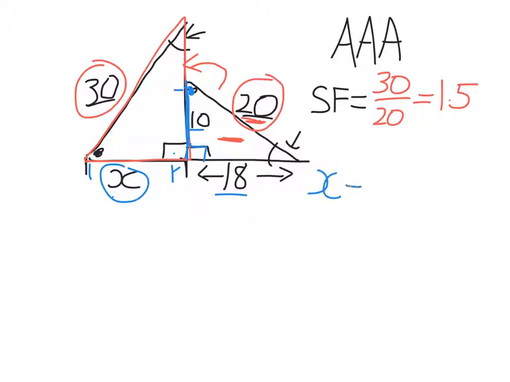So x, how do I figure it out? I take the side in the smaller triangle and I multiply by the scale factor. So x will just be 15.